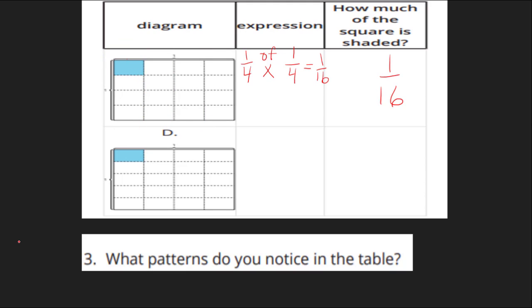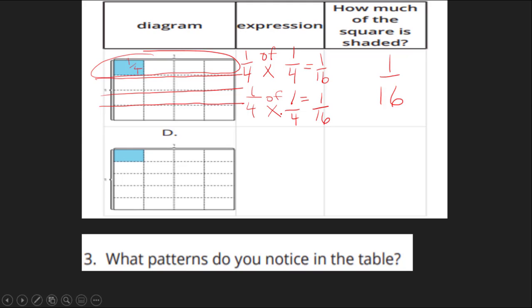So now let's look at it with rows. We have 1, 2, 3, 4 rows. And out of the first row, I have 1/4 shaded. So I have 1/4 out of one of the 4 rows. So that equation is the same because we still have the same amount of rows and the same amount of columns. Okay, so 1/4 out of 1 out of the 4 columns.